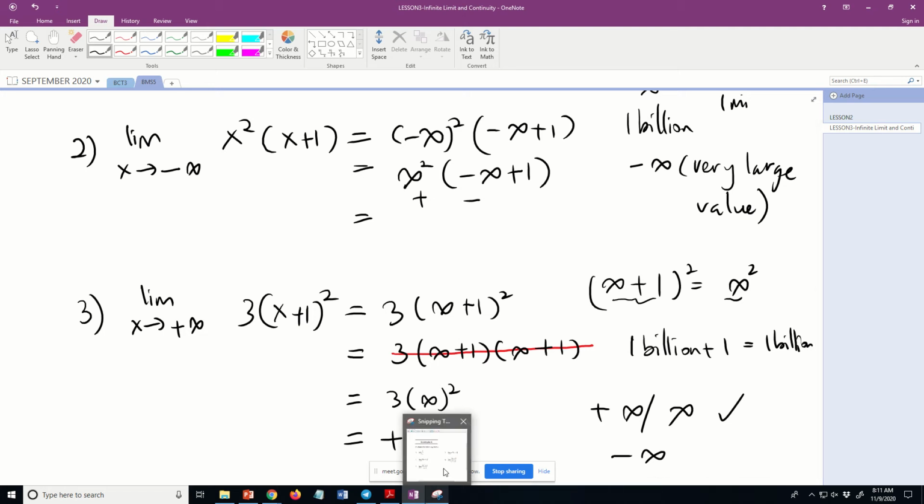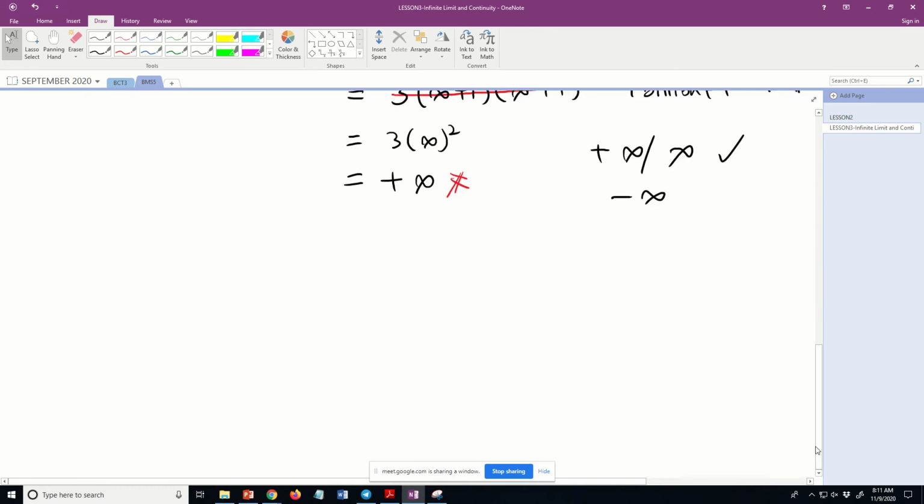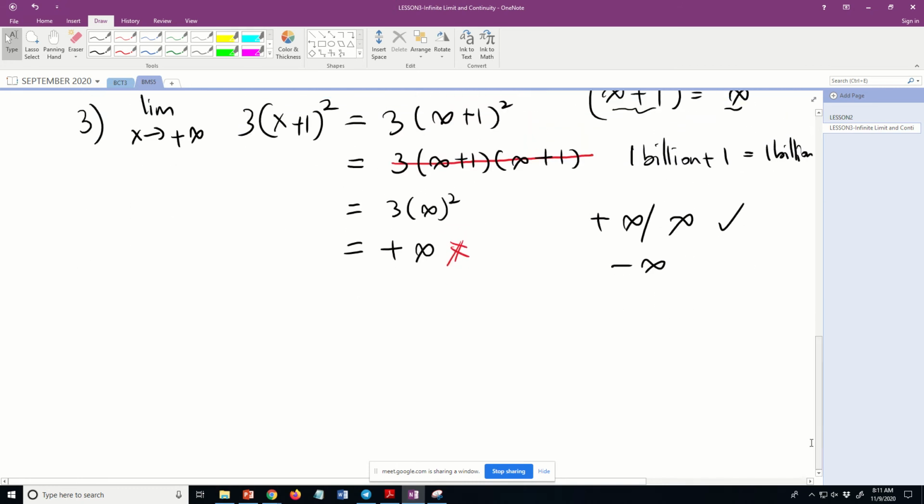Okay. So we continue with question 4. Okay, we continue with question 4. Okay, question 4 again, limit. Okay, x approaches positive infinity, 2x plus 3 divided by x square plus 1. Okay, this is the one that was a problem the other day. This is what really makes problems.